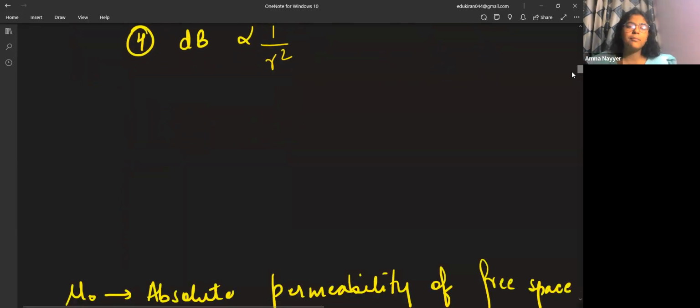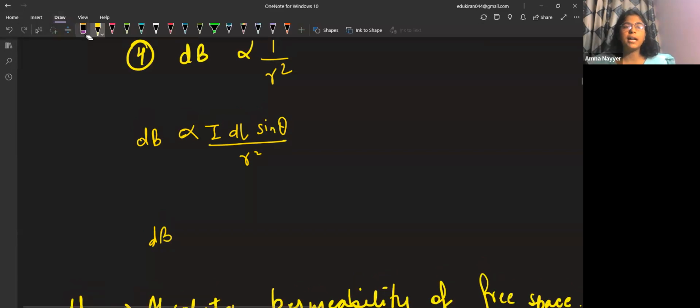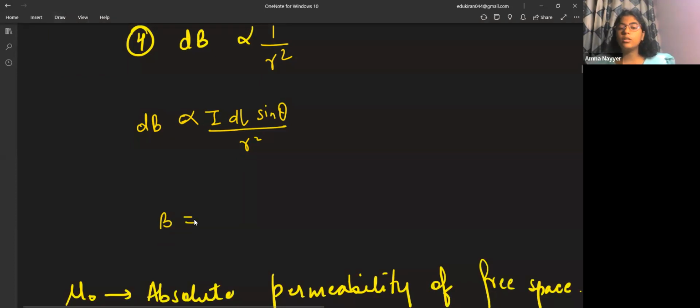Suppose I combine all of this, what is magnetic field proportional to? It is directly proportional to current, dL, sine theta, and inversely proportional to r square. So the value of the entire magnetic field is equal to a constant we will put. Now what is the value of the constant which comes here? The value of the constant is mu naught divided by 4 pi.